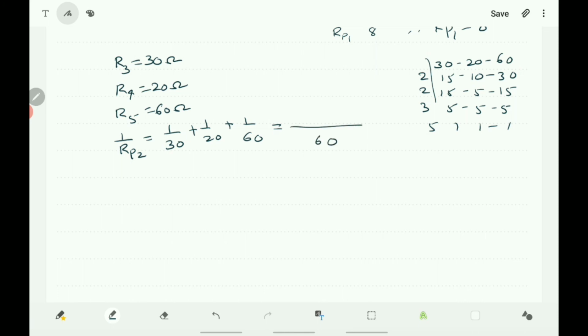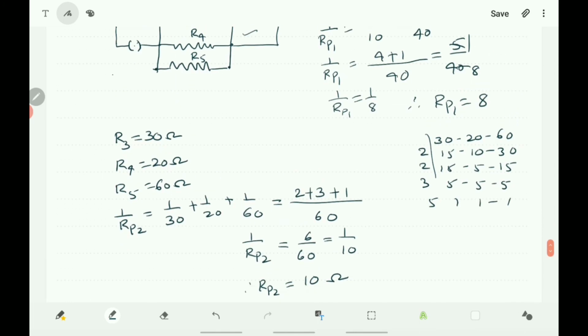The LCM is 60 here. Then 30 2s are 60, so 1 2s are 2; 20 3s are 60, so 1 3s are 3; plus 60 1s are 60, so 1. So 1 by Rp2 is equal to 6 by 60, that is equal to 1 by 10. Therefore Rp2 is equal to 10 ohm.